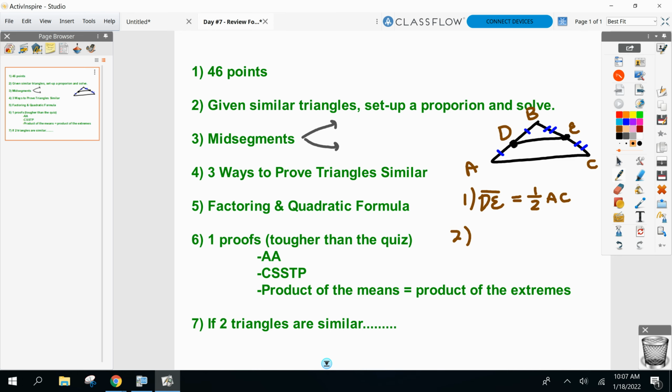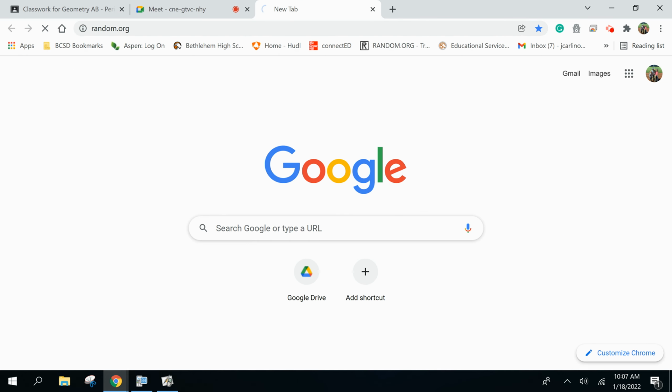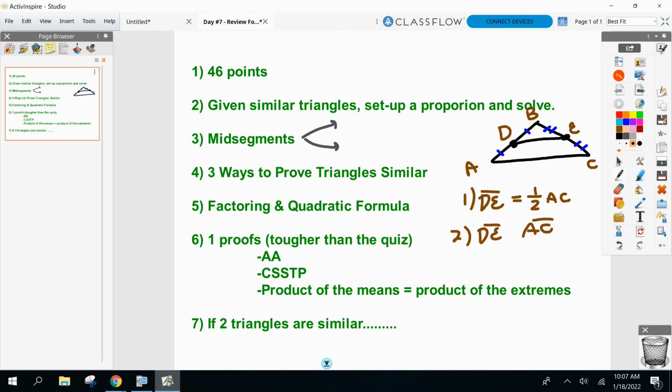And also, what else should I know about DE and AC? This was the second fact from Friday. Look back if we need to. I'm not just going to be doing the work here for you. Look back. I'm coming strong tomorrow, ready or not. The mid segment is half the length of the third side. And what else do I know about it here? Parallel to it. Good. Parallel to the third side.